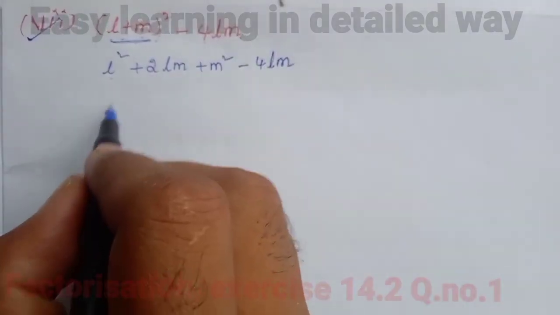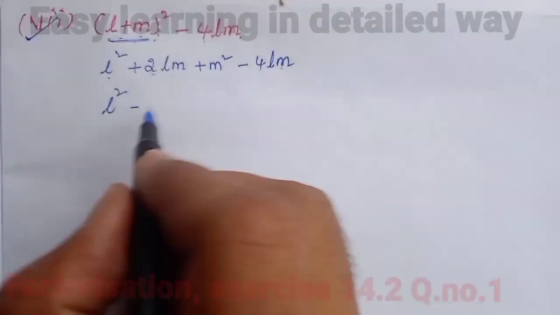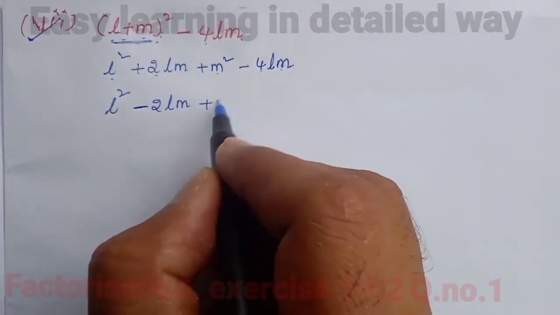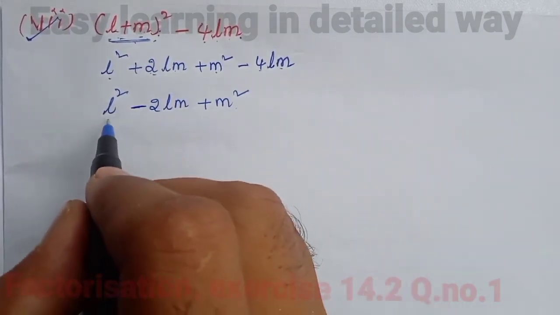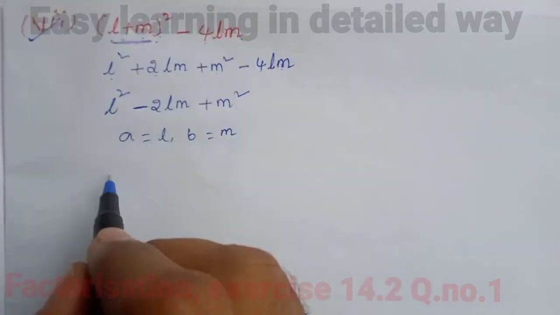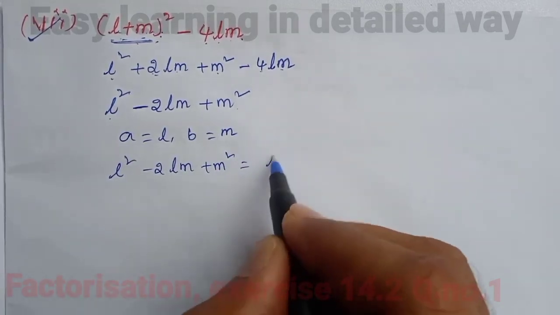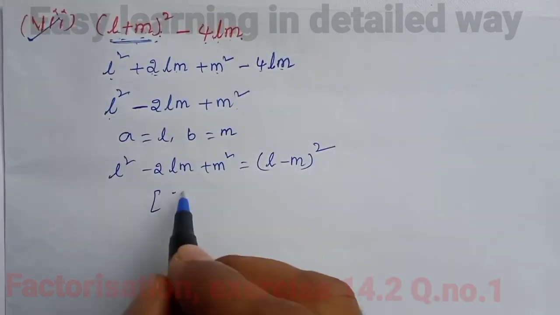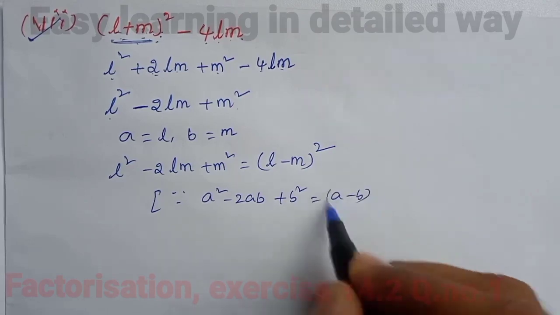See now l square, and see 2lm minus 4lm. So the difference is how much? Minus 2lm plus m square. So now it is of the form a square minus 2ab plus b square. Here a is l and b is m. So clearly l square minus 2lm plus m square is equal to l minus m whole square, because of the identity a square minus 2ab plus b square is equal to a minus b whole square.